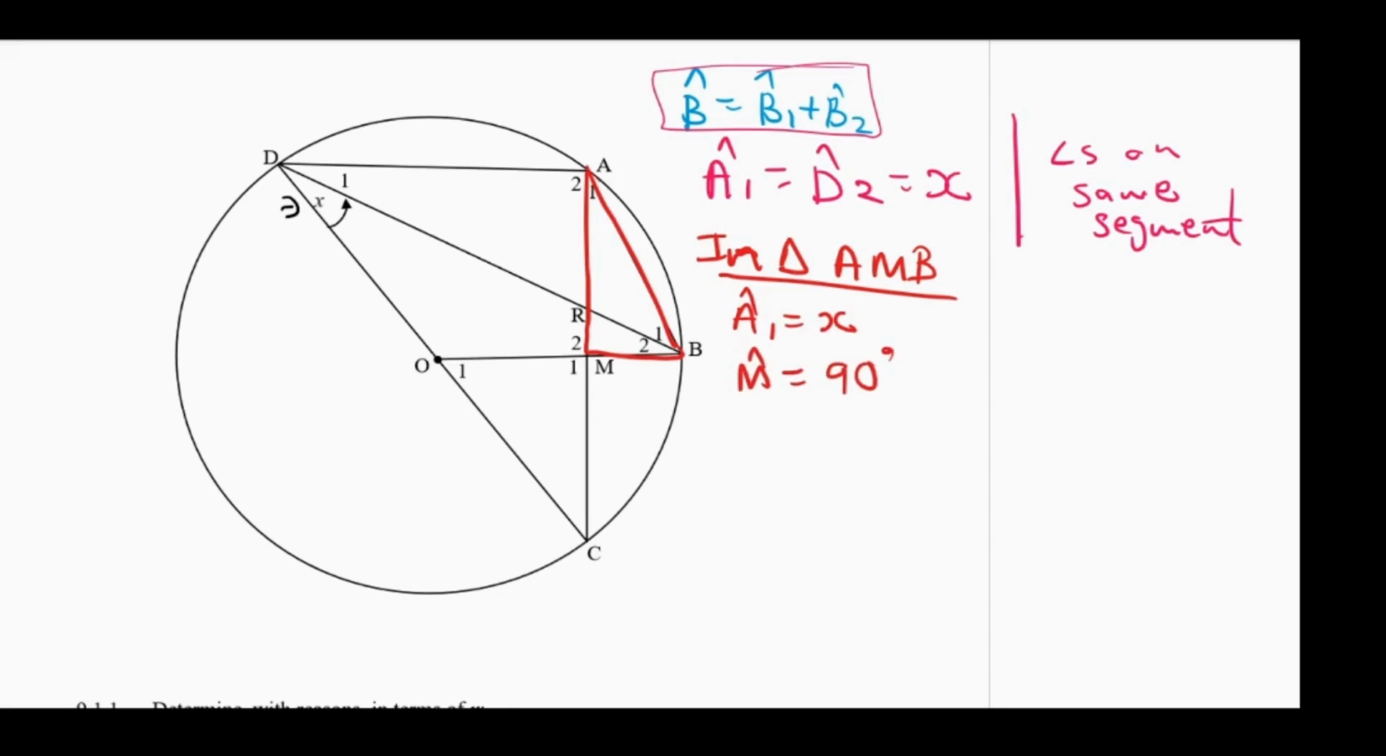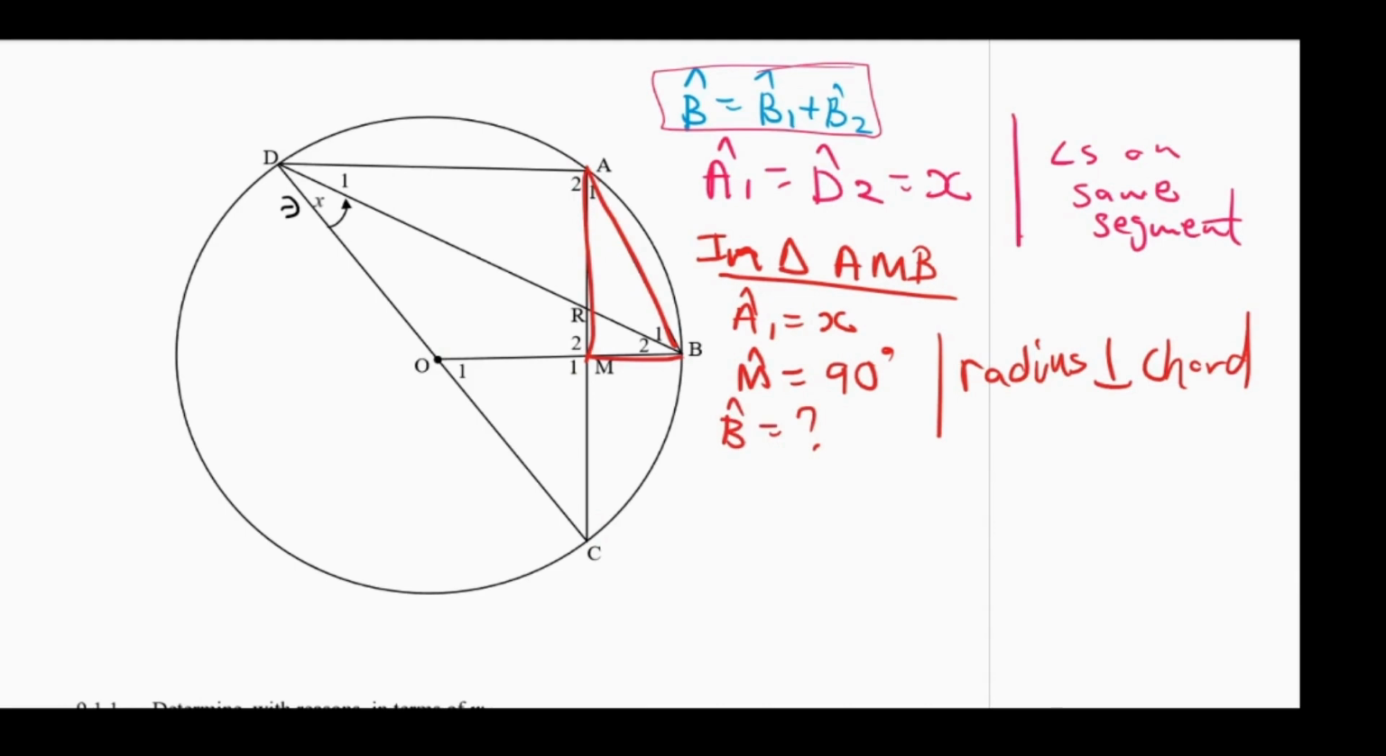Why am I saying it's equal to 90 degrees? It's because this chord here is perpendicular to this radius here. So it's theorem 1, right? If they're perpendicular, then it's 90 degrees. So that is the reason. You can write it down here: radius perpendicular to chord. And now we can find angle B, which is what is needed.